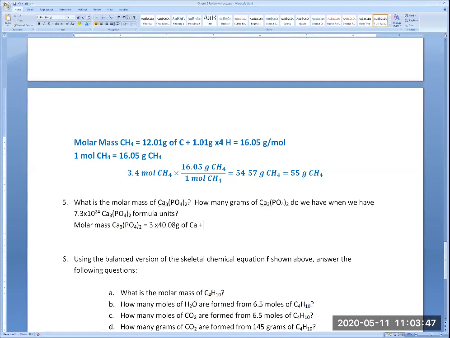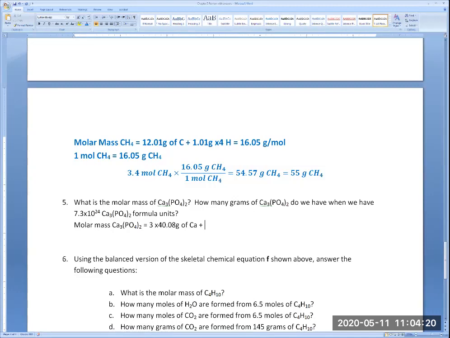Plus 3 times 40.08 grams of calcium. Then here you have to be careful. You have PO4 in parentheses, and there is a 2 outside as a subscript. The 2 outside the parentheses belongs to everything that is in the parentheses. So you need to multiply the subscript of P with the subscript of the parentheses. So it's an implied 1 times 2.